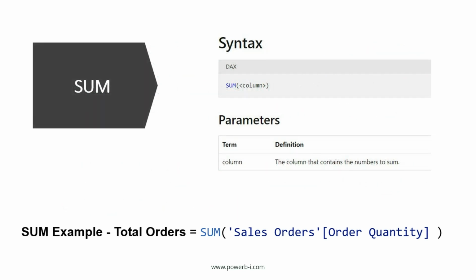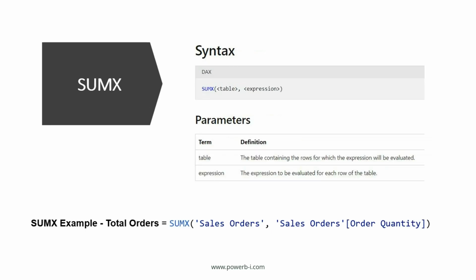When looking at the sum function documentation, the syntax refers to the sum of the column, and the parameter's definition is the column that contains the numbers to sum. So the sum example here, you look at the sum of the sales order table, and the column that we are summing is the order quantity. In the SUMX function, the syntax looks at the SUMX of the table and then the expression. So the parameters, once again, is the table containing the rows for which the expression will be evaluated, and the expression itself is the expression to be evaluated for each row of the table. So in our example, we'll see SUMX of the sales order table, and in the column we are looking at is the order quantity.